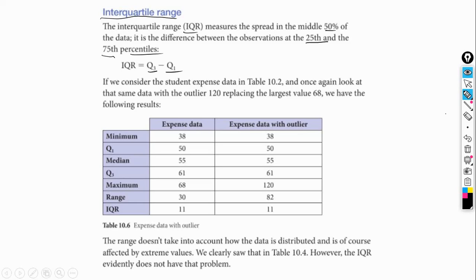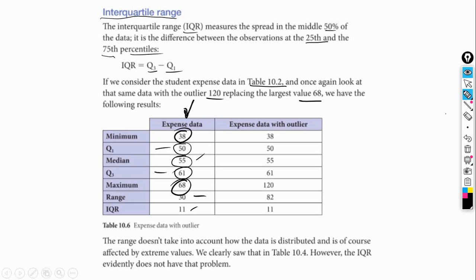So if we consider the student data in table 10.2, and once again look at that same data with the outlier 120 replacing the largest value 68, we would have the following results. So we're talking about the expenses. The minimum was 38 and the maximum was 68, and then the median was 55. The first quartile would be 50. The second quartile is the same as the median. The third quartile would be 61. Then here the range is 30. And the IQR is going to be 11, right? It's just subtracting quartile 3 minus quartile 1.